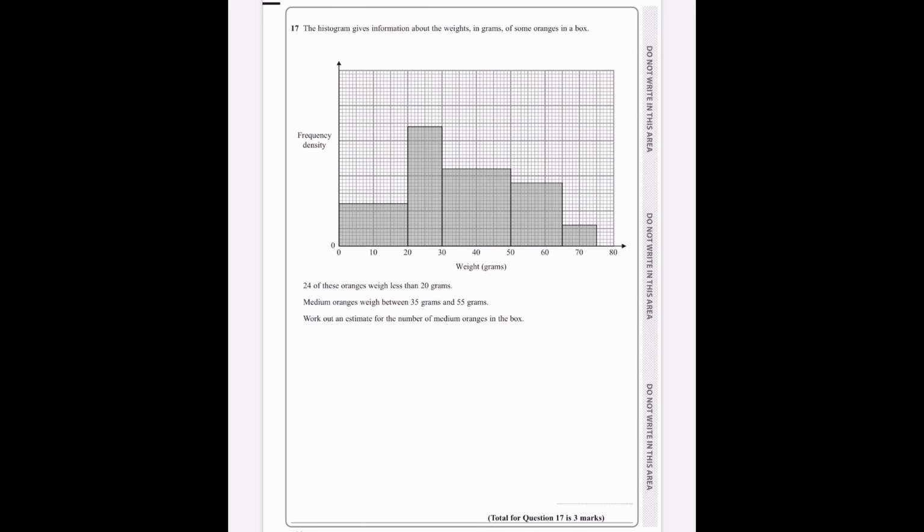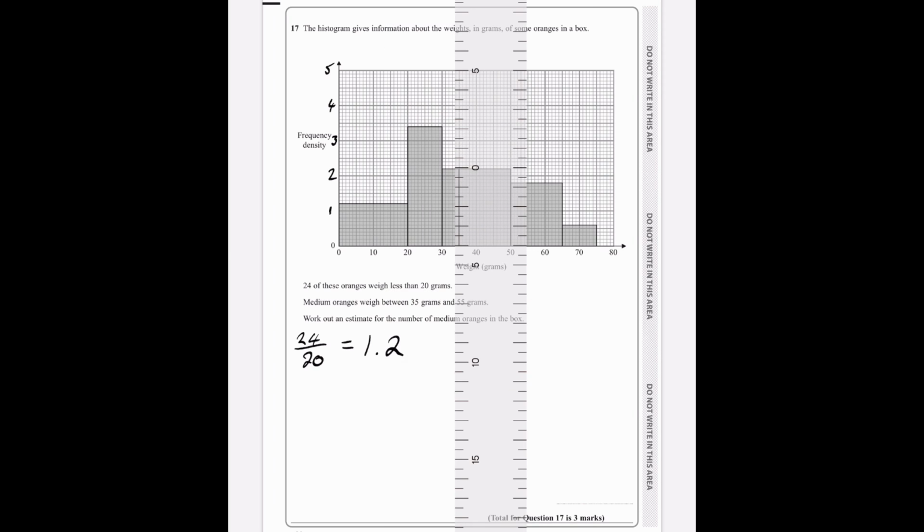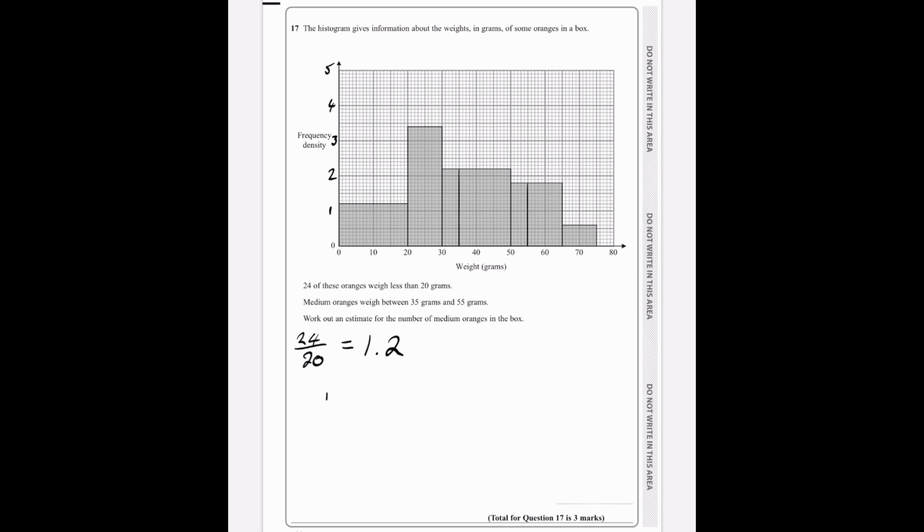For the histogram question, it gives us that 24 of the oranges are less than 20 grams, and that tells us the area of the leftmost rectangle. So if I divide 24 by 20, 20 is the base of that rectangle, we get 1.2. So I know it's got a height of 1.2, and from that I can quite clearly see that the scale is going up in ones. Then we want medium ones, so we've got 35 grams and 55 grams. So there's two rectangles we can work out there.